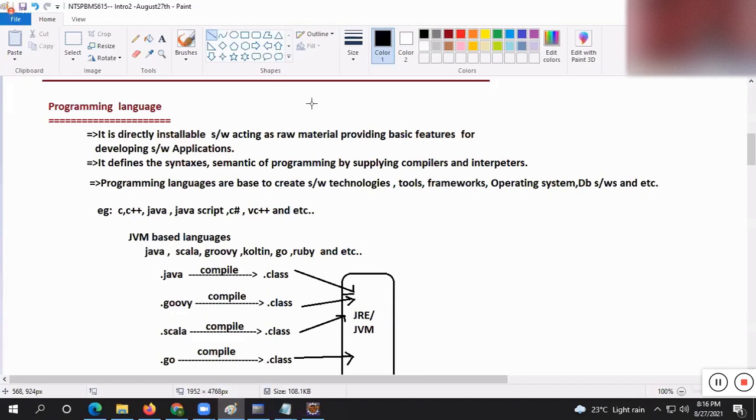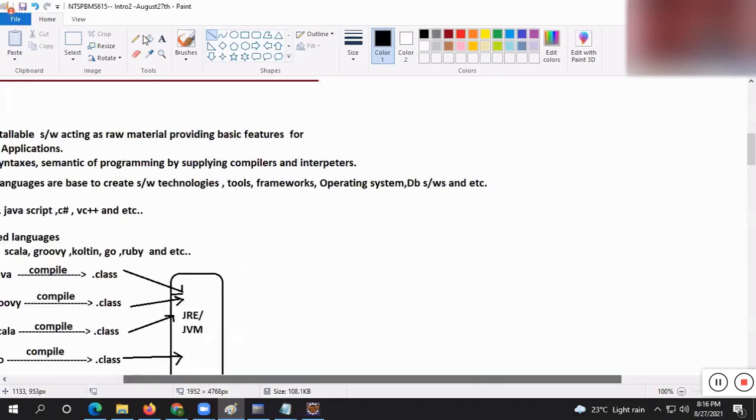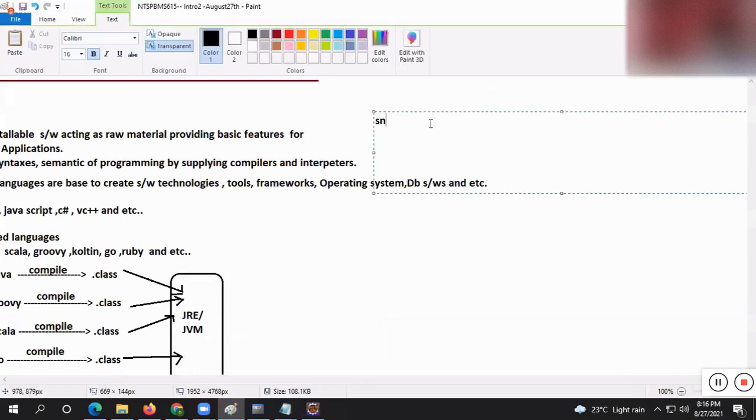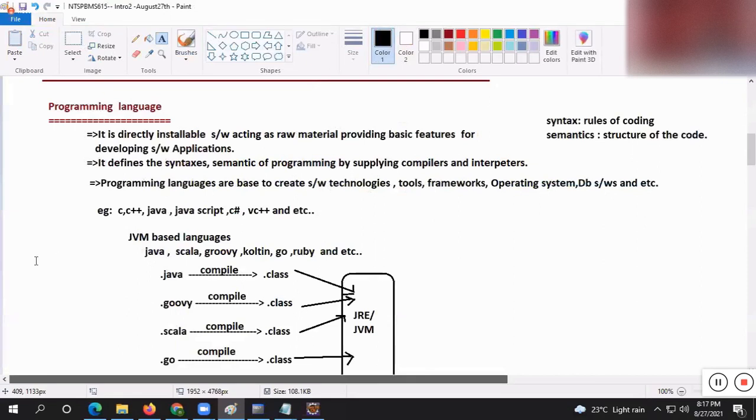Okay, guys. Here I used the word syntax. Syntax means what? The syntax means rules. Semantics means structure of the code. Rules of coding. Structure of the code. Right. I think you got a clear-cut idea, boss. Shall we get into what technologies are?